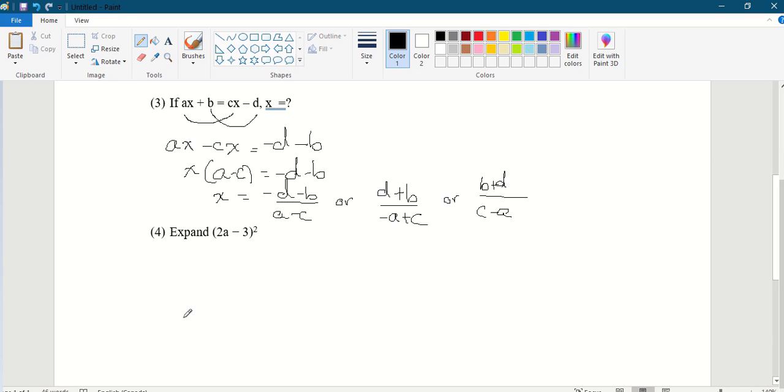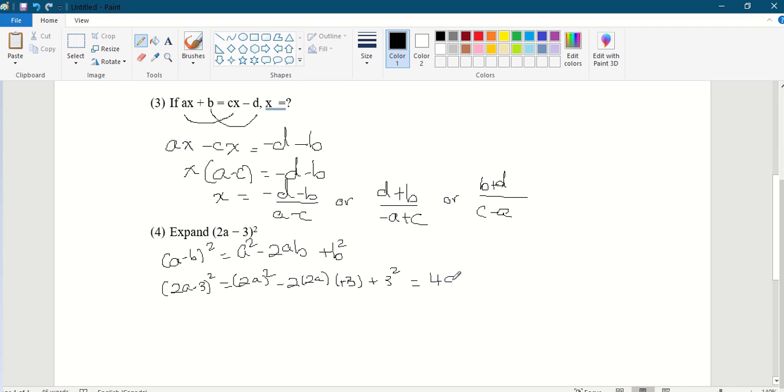Now for the next one, we are asked to expand. Some of us know this formula, that a minus b complete square simplifies to a square minus 2ab plus b square. Some of us might not know this. So there are a few ways to approach this. If you were to apply this formula to solve for that problem, we can say 2a minus 3 square is 2a square minus 2 times 2a times positive 3 actually plus 3 square, which ends up giving us 4a square minus 2 times 2 times 3 will give us 12.